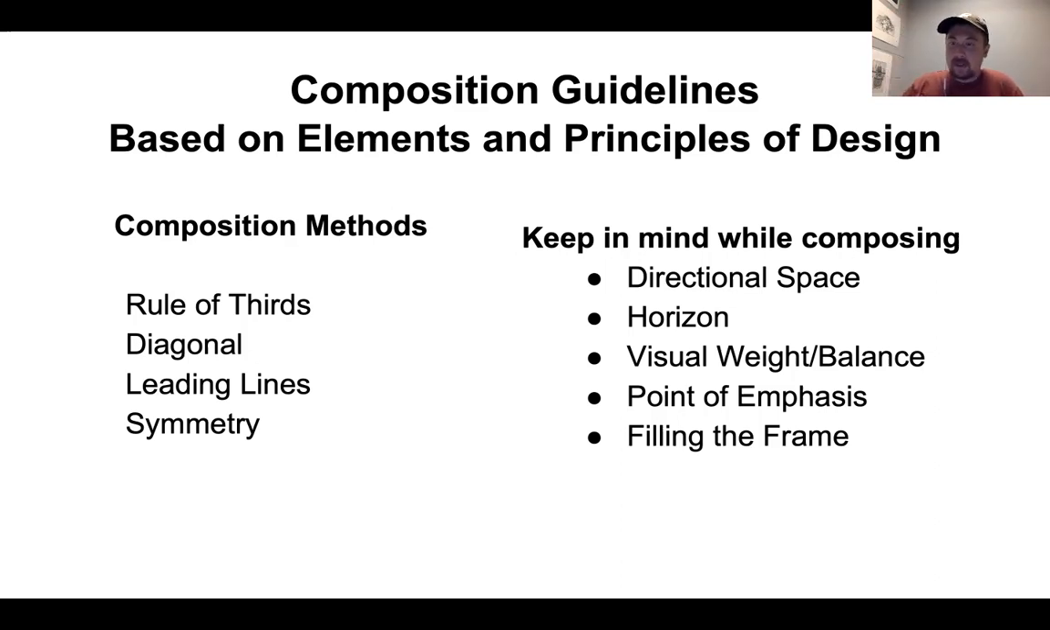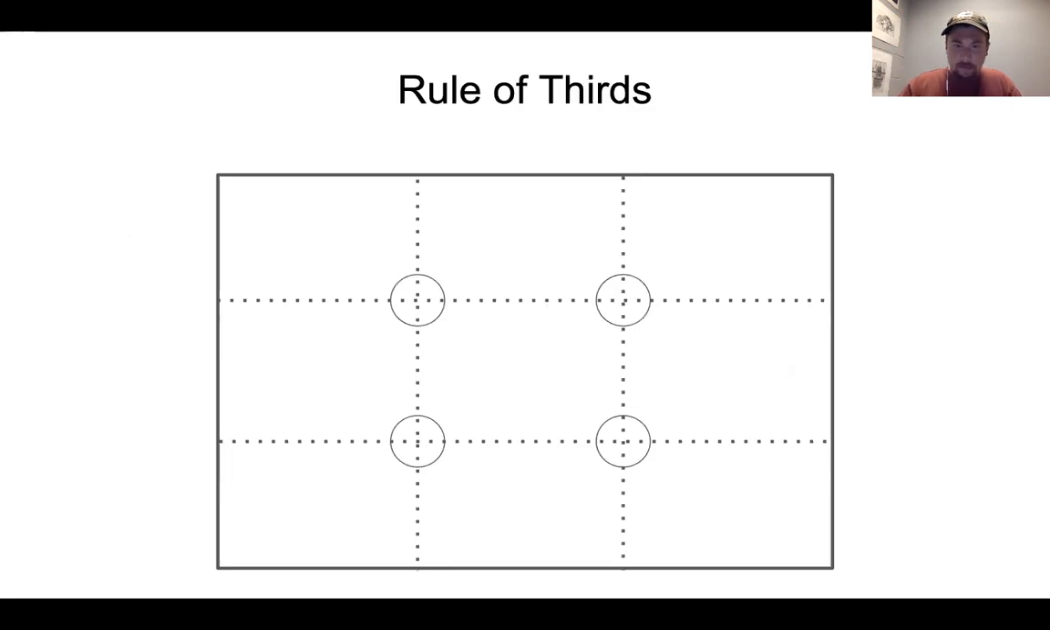What is your point of emphasis? Is it a person? What is your subject? How do you emphasize the subject? And also think about all of the edges filling in your frame. You want every aspect of your frame to be well composed and not devoid or empty of something. And if it is devoid of something, then it needs to be a part of balance. This all feeds into the same thing. All right, the rule of thirds.